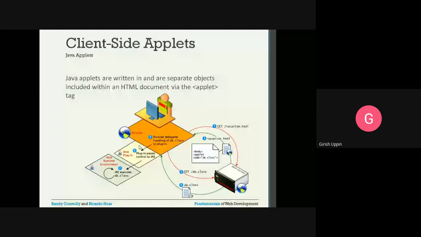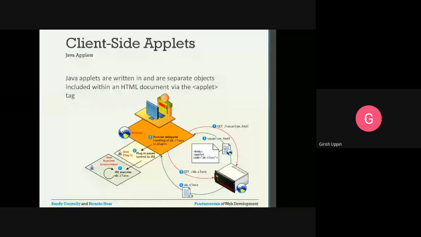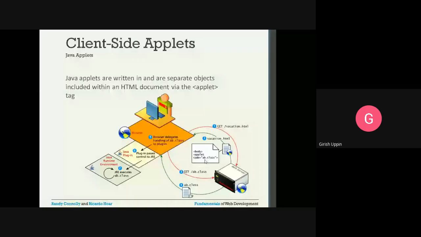Java applets are written in Java and are separate objects included within the HTML document via the applet tag. So to include the applets, we have to use the applet tag. Here is the user request for vacation.html, and he gets back the HTML file vacation.html, and inside that we have an applet eb.class. Then it makes another request to get that eb.class.